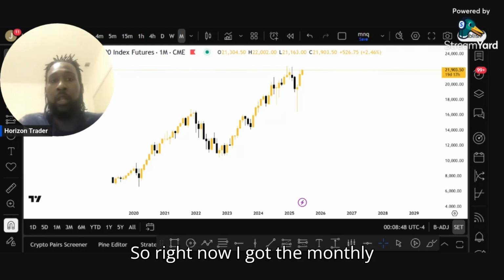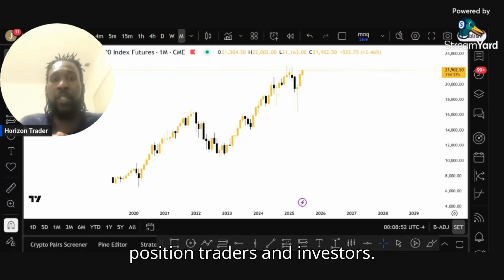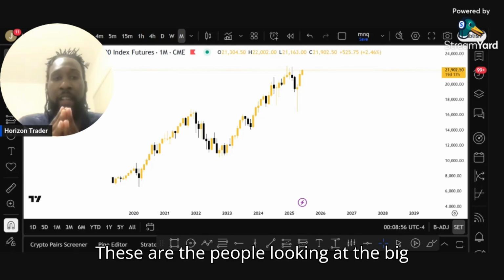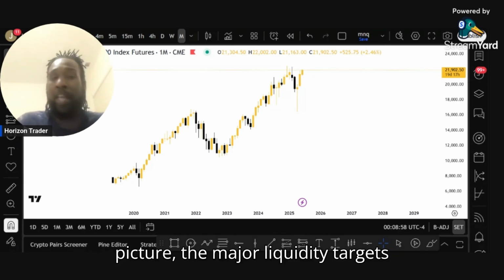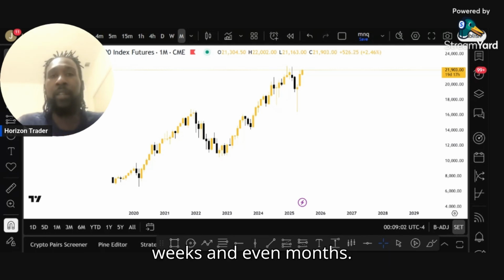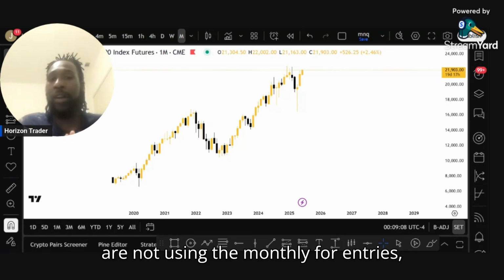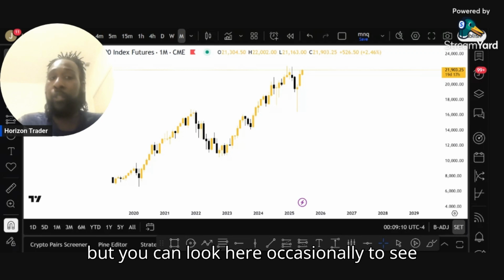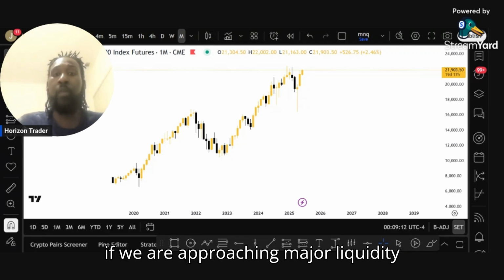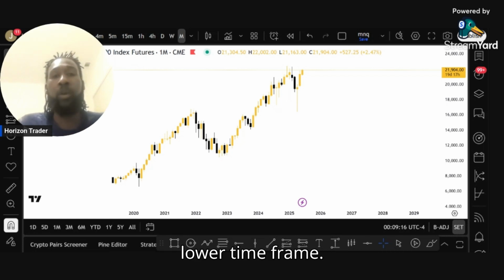So right now I got the monthly pulled up. The monthly chart is for position traders and investors. These are the people looking at the big picture, the major liquidity targets that the algorithm might be hunting over weeks and even months. If you're an intraday trader or a scalper, you are not using the monthly for entries, but you can look here occasionally to see if we are approaching major liquidity zones that could cause huge shifts on the lower time frame.